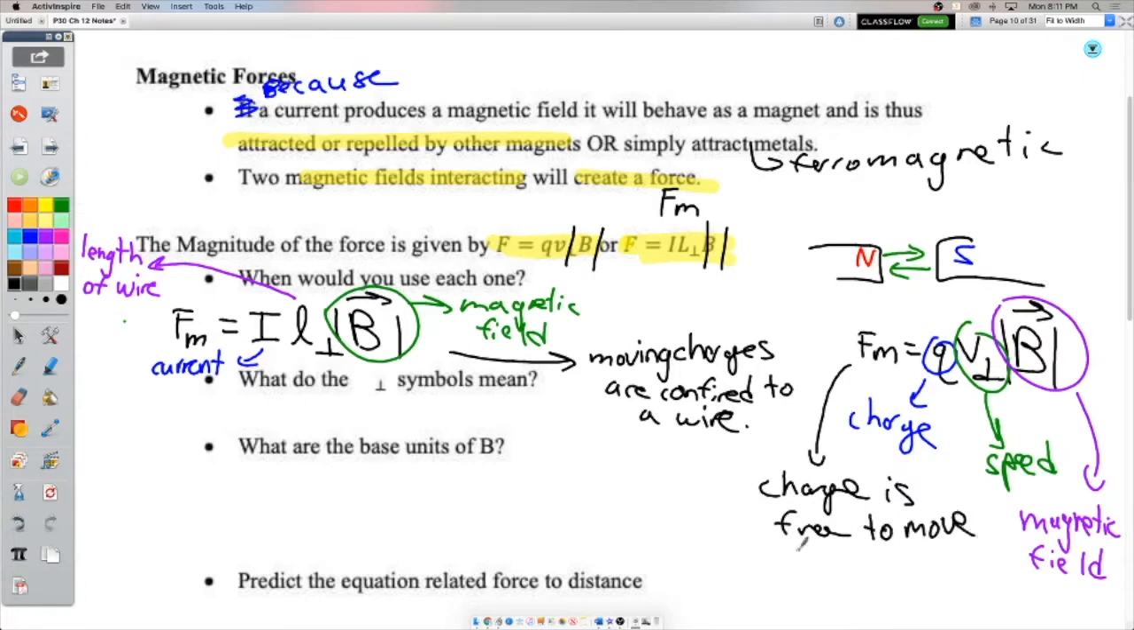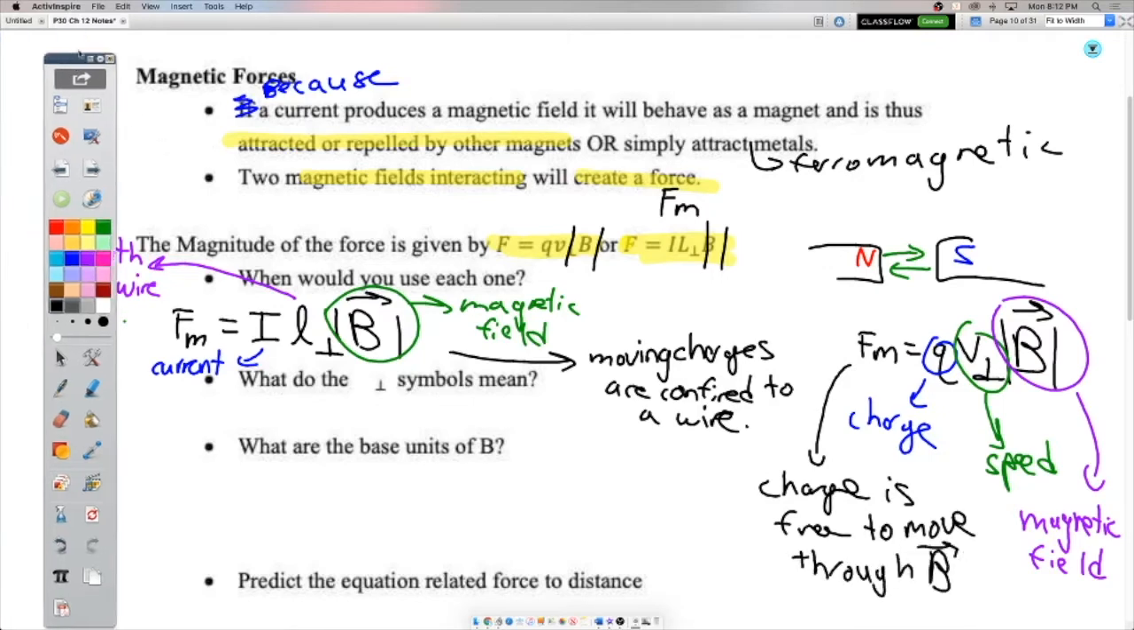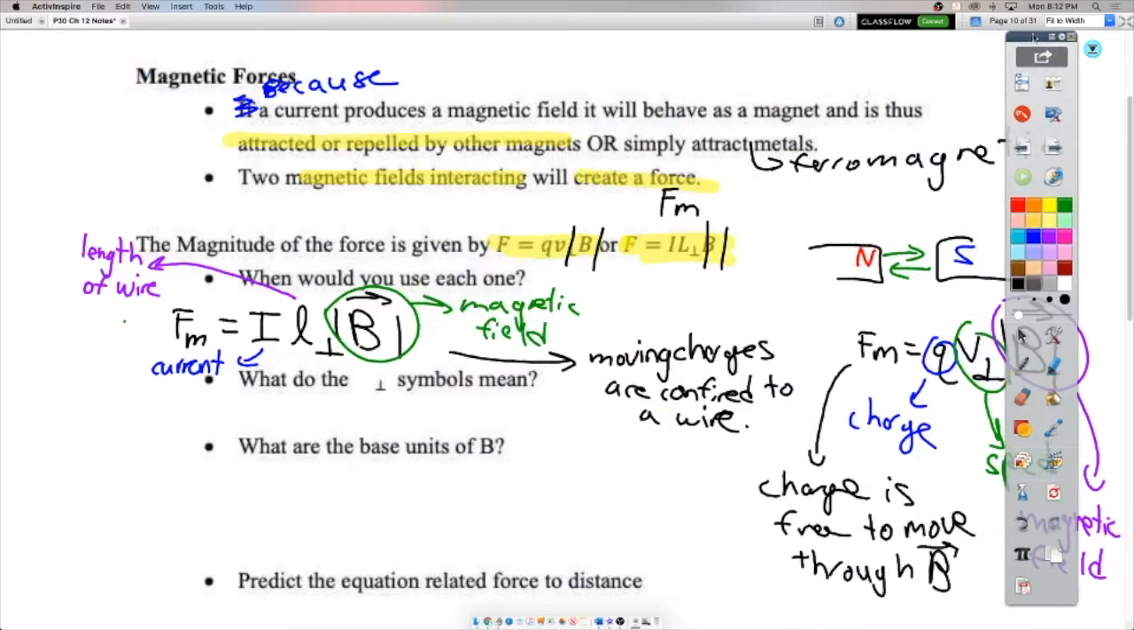Okay, to move through the magnetic field. I just really want to quickly prove to you that these are not so different. They kind of come from the same place. So I'm going to start with this equation here, just off to the side. I have that Fm equals I L B.